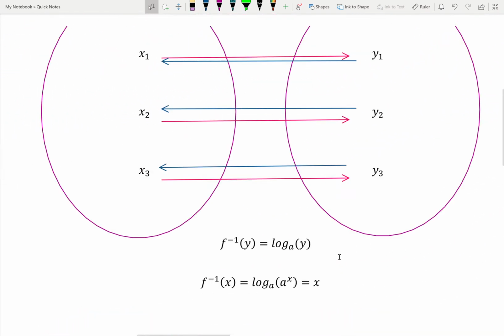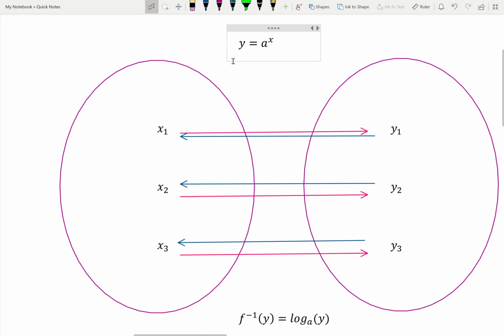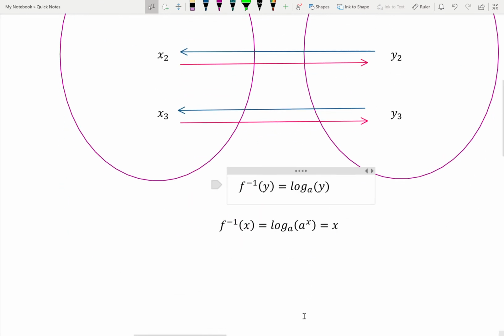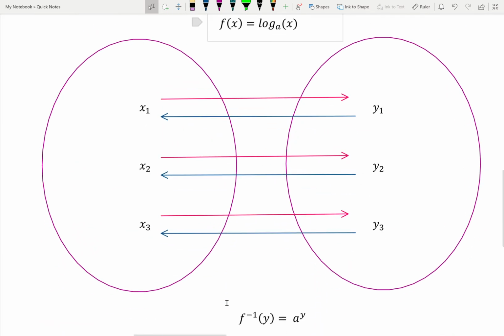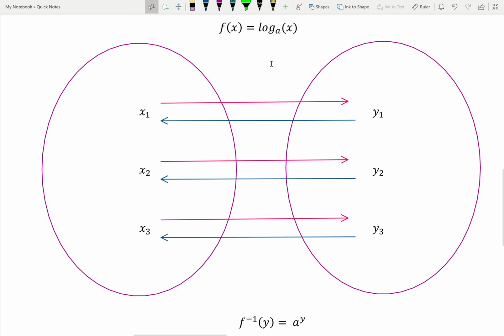Okay, so we know that the inverse of the exponential is the log function. Now, what if you're given the log function? What's the inverse of that? Well, it's the exponential, right? So if you have log base a of x, the inverse of that is a to the y. Again, make sure your bases are the same. If the bases are not the same, they won't match up and you can't undo the necessary components.